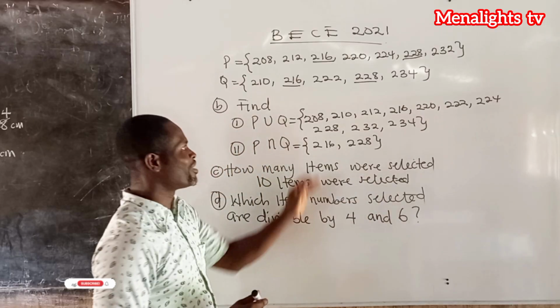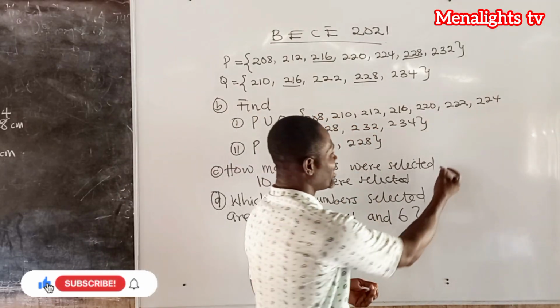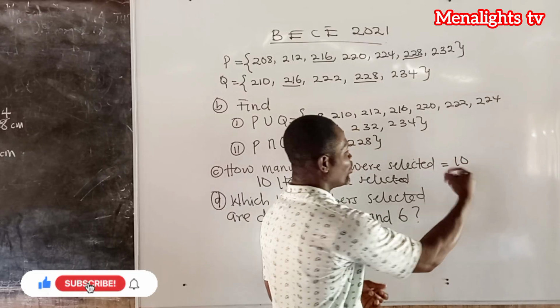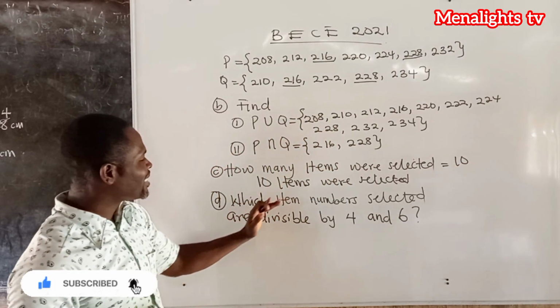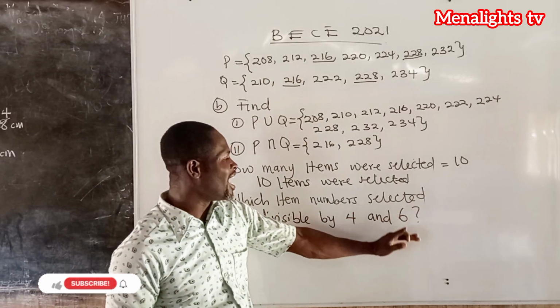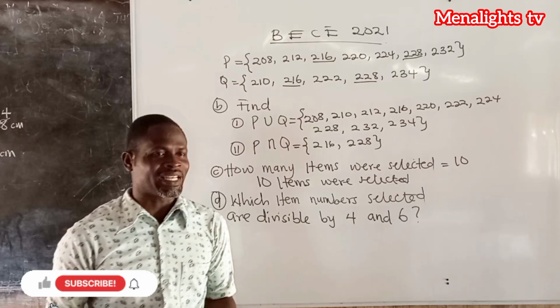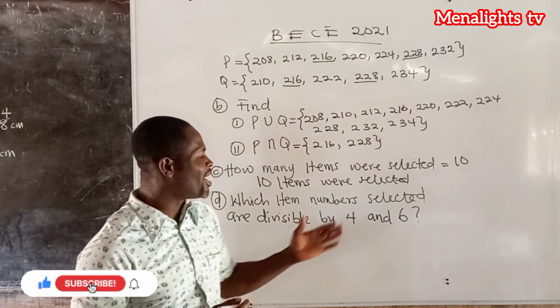Selected. Because when you look at the union, you realize that we have 10 items there. So the same way, you can write it here, 10. So 10 items. Then we come to the last part of the question. Which item numbers selected are divisible by 4 and 6?